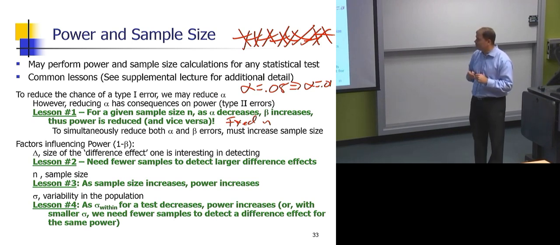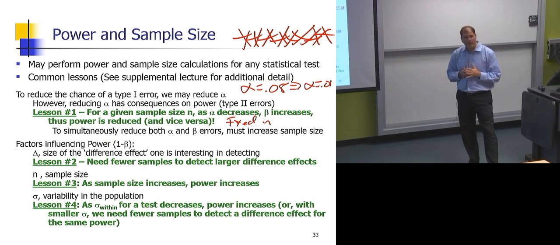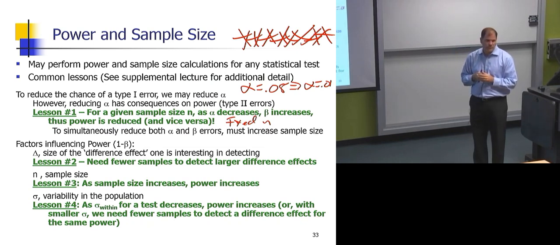Let you play with that a little bit. The only way to simultaneously reduce alpha and beta errors is more sample size. All right? Because if you have a fixed sample size, they start to trade off. All right, number 2. If you have large mean difference effects, so high magnitude of differences, you need smaller samples.